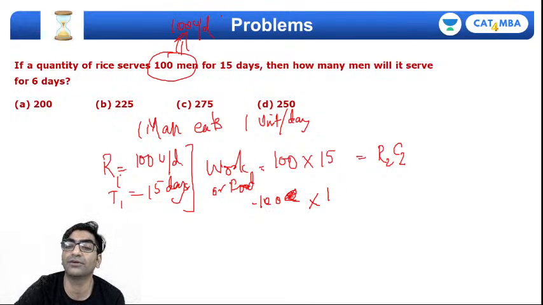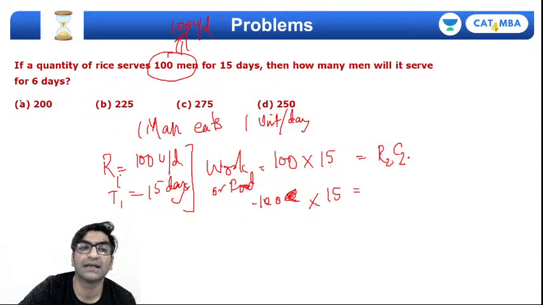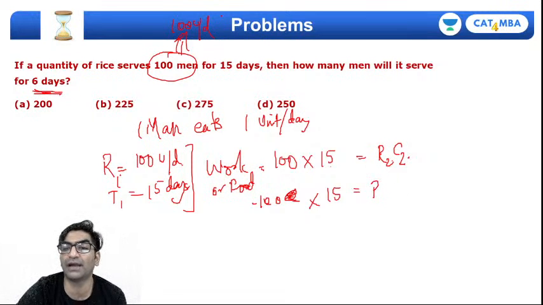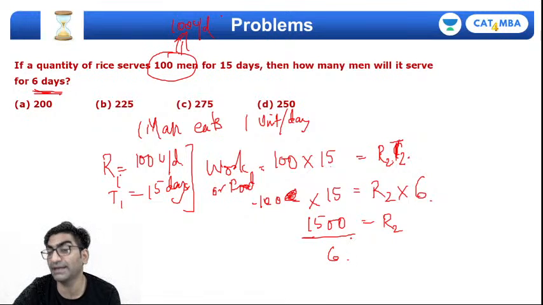Right? So what do I get? 100 into 15 equals, this will also be the same as the new rate into new time. Now new rate कहाँ से आएगा? पता नहीं, right? But मुझे ये पता है 6 दिन काम करते हैं. So this should be R2 into new time taken T2, which will be 6 days. So R2 निकल आएगा. So as a result, the time taken will be 1500 upon 6. So that's the rate at which the second group works.